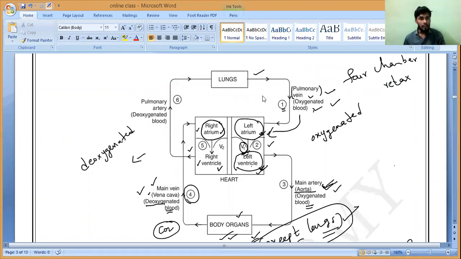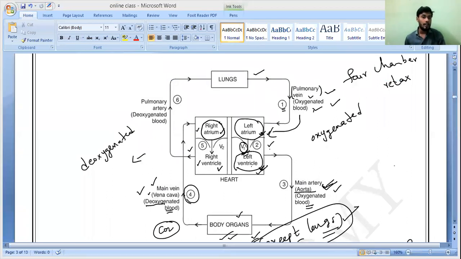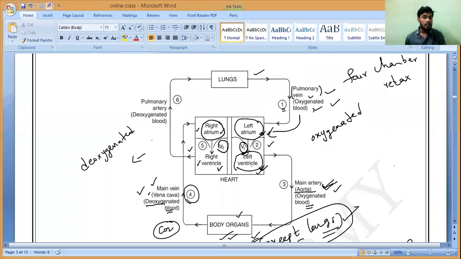It will contract, because only by contraction will the blood be pumped through valve V2. What is the name of V2? Tricuspid valve. So that is step 5. Once the right atrium has received the deoxygenated blood from the main vein called the vena cava, it will contract immediately and pump the blood into the right ventricle. That is step 5.